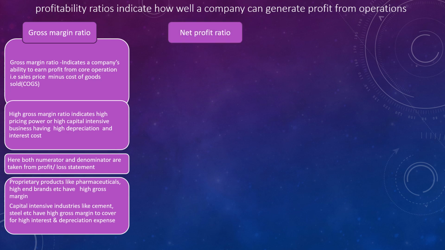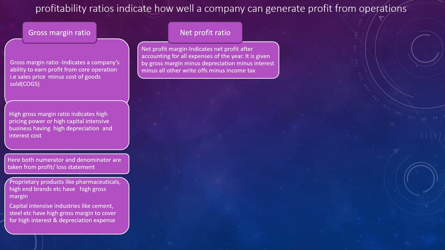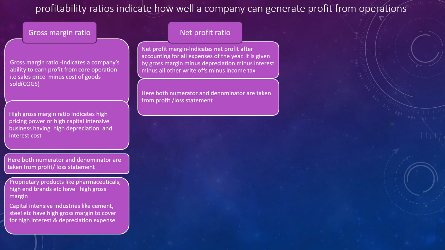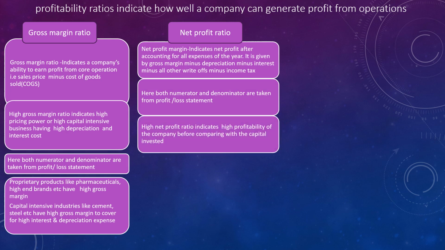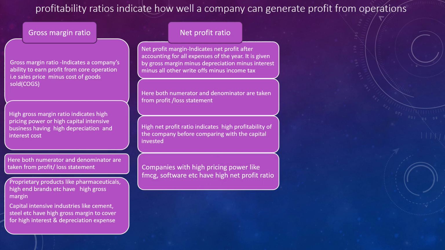Now, net profit ratio. Net profit margin indicates net profit after accounting for all expenses of the year. It is given by gross margin minus depreciation minus interest minus all other write-offs minus income tax. Here both numerator and denominator are taken from profit and loss. A high net profit ratio indicates high profitability of the company before comparing with the capital invested. Companies with high pricing power like FMCG and software have a high net profit ratio.